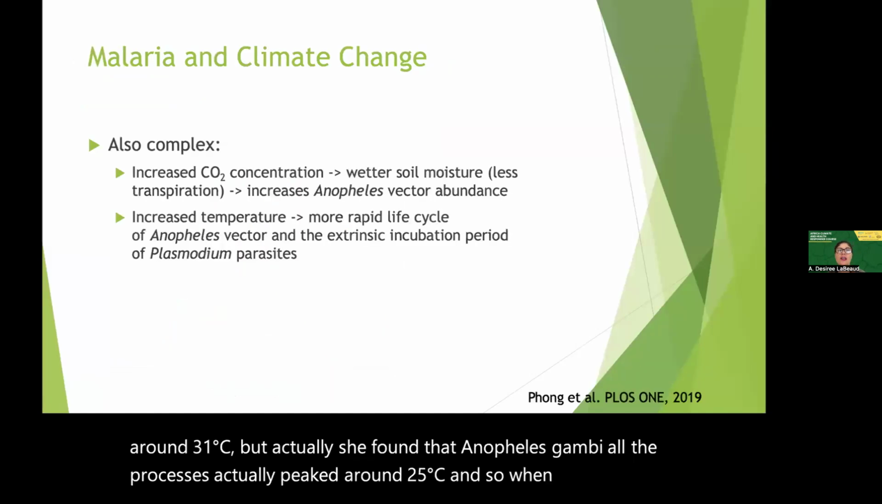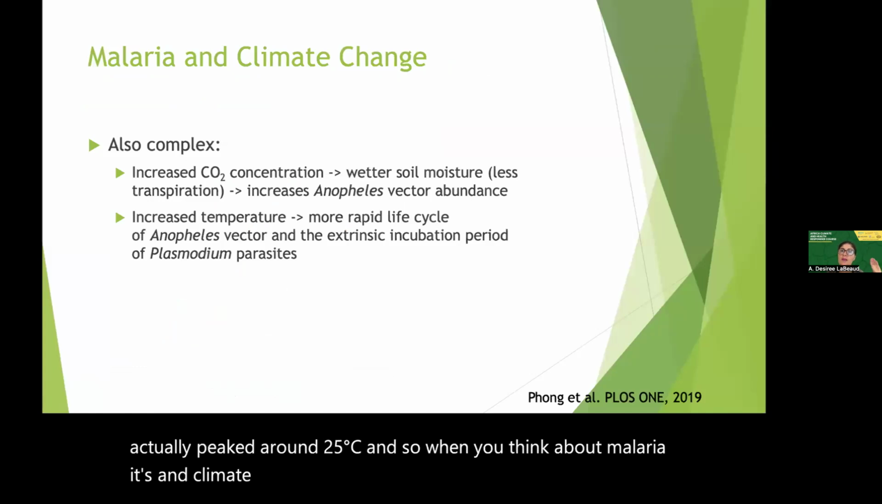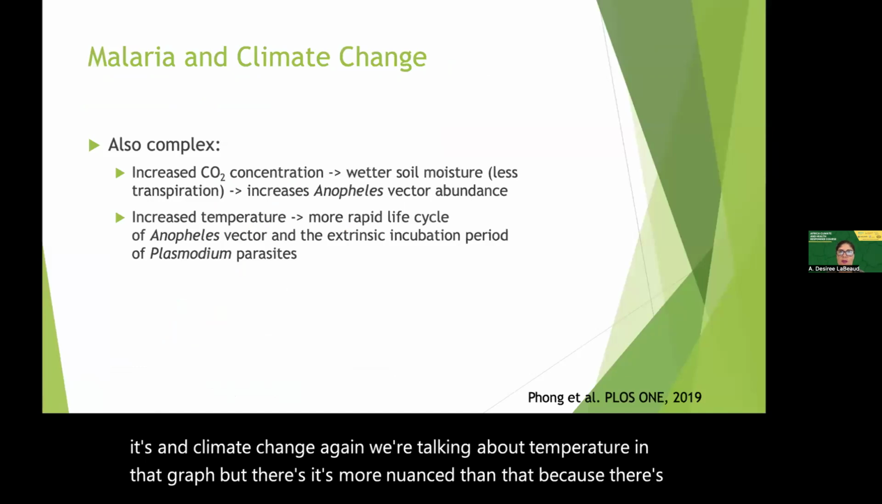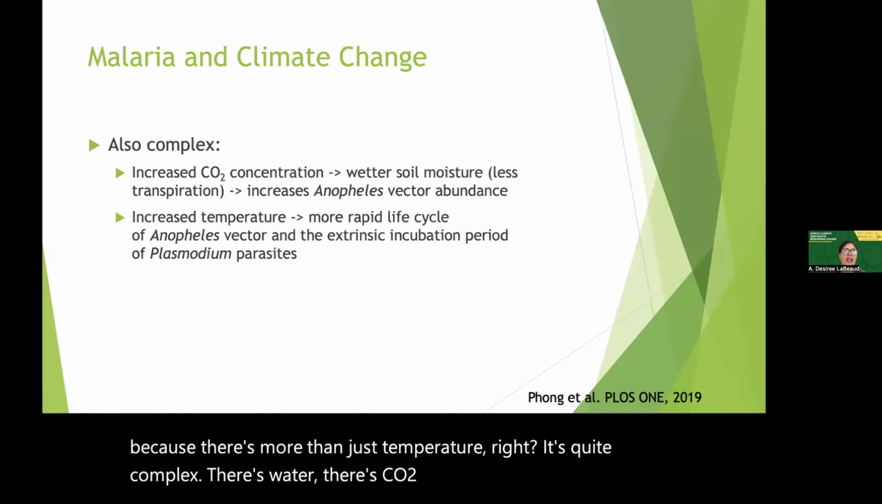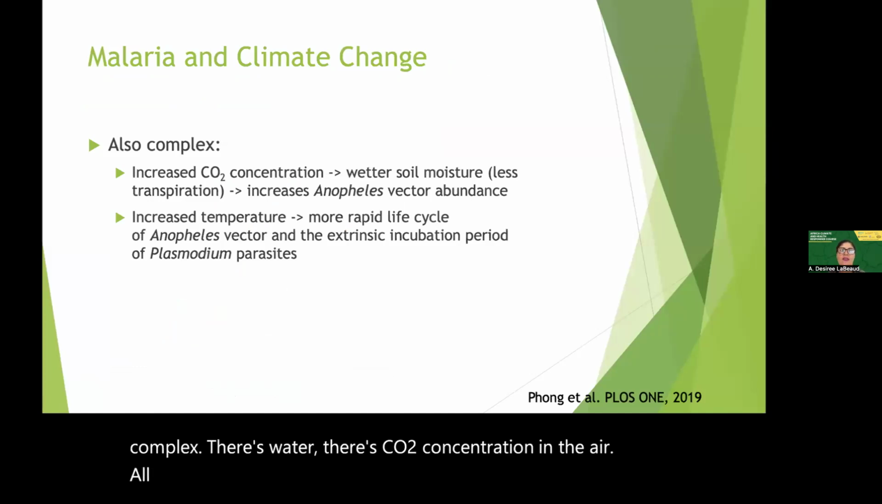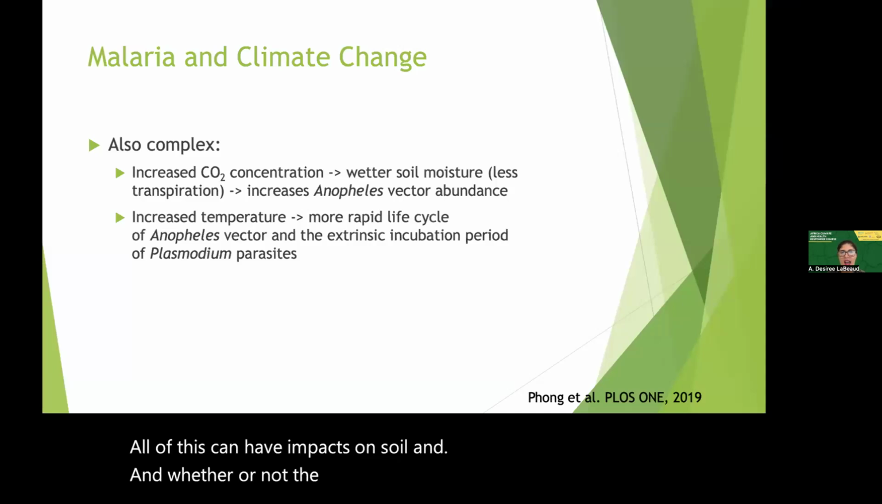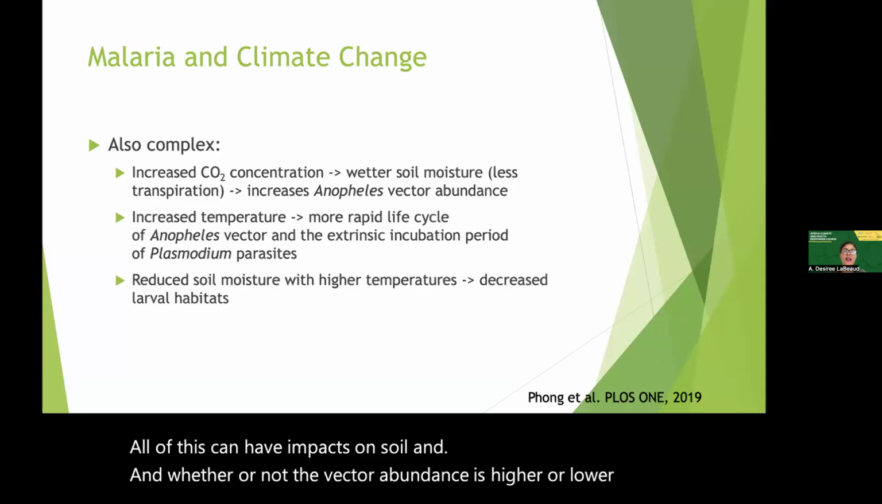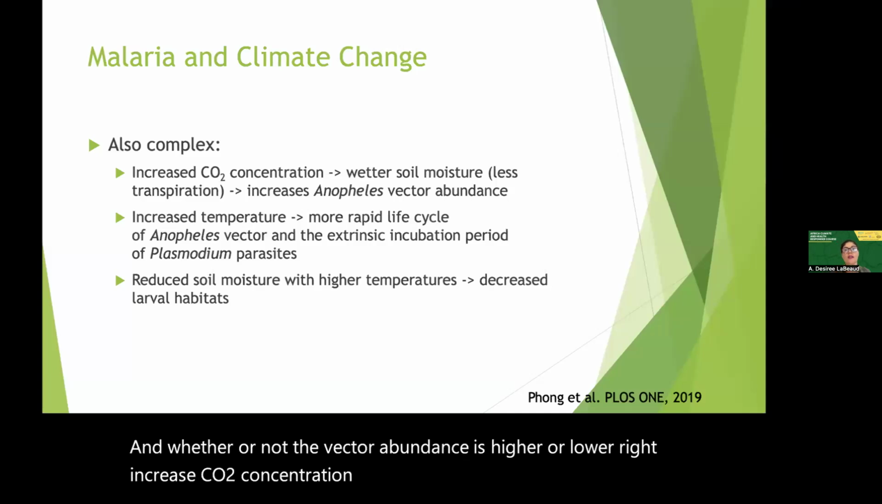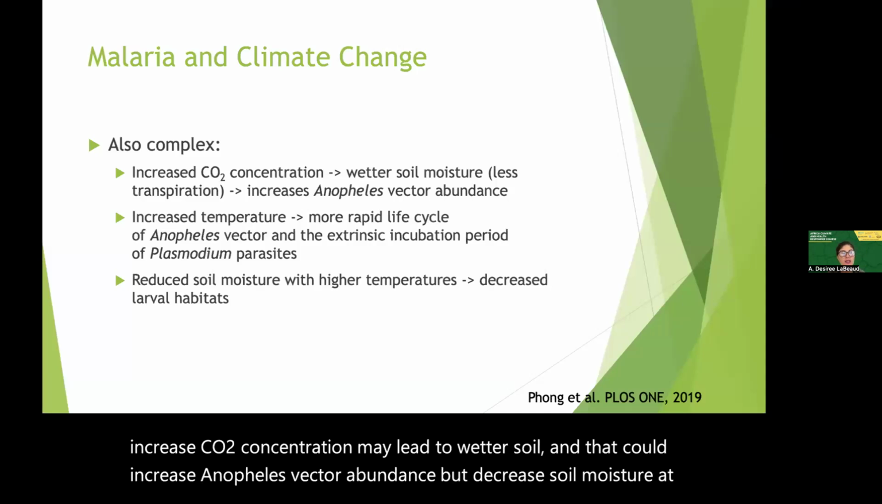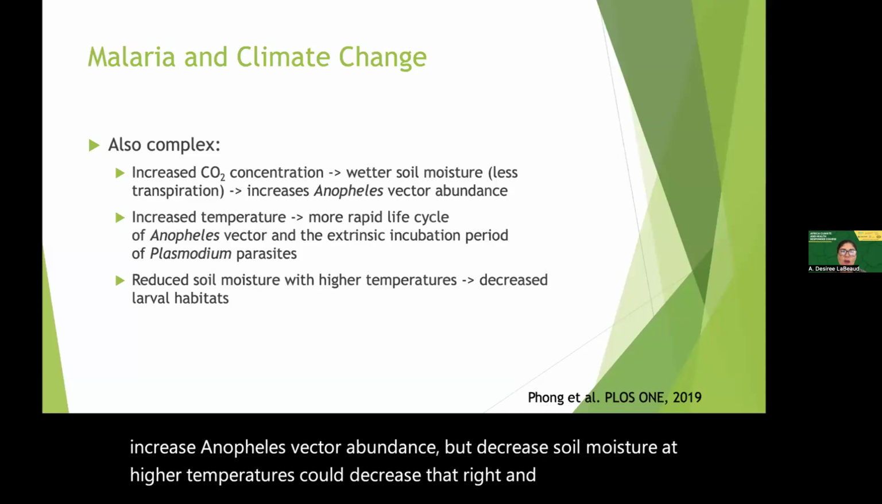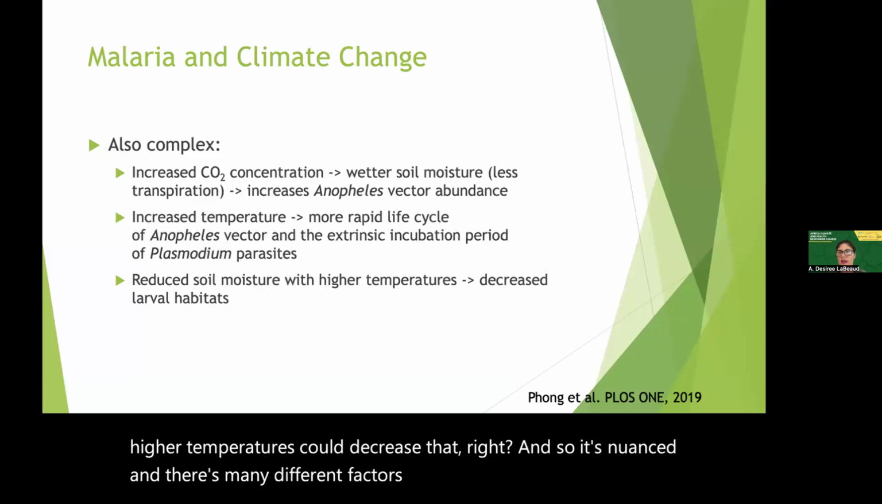And so when you think about malaria and climate change, again, we're talking about temperature in that graph, but it's more nuanced than that because there's more than just temperature, right? It's quite complex. There's water, there's CO2 concentration in the air. All of this can have impacts on soil and whether or not the vector abundance is higher or lower, right? Increased CO2 concentration may lead to wetter soil, and that could increase Anopheles vector abundance, but decreased soil moisture at higher temperatures could decrease that, right? And so it's nuanced, and there are many different factors that we have to think of all at once.